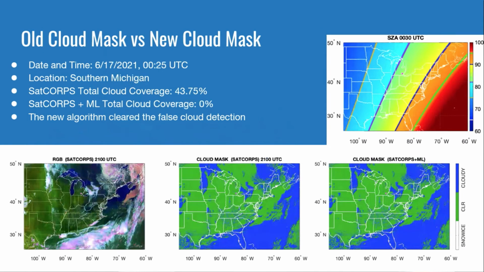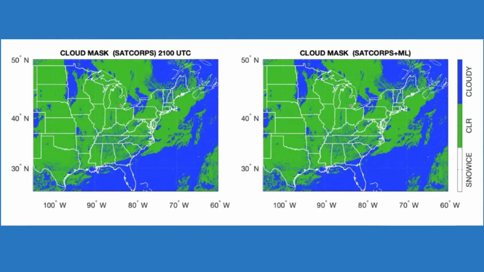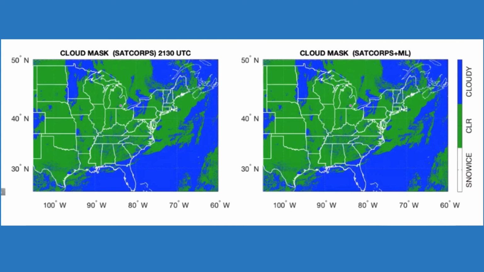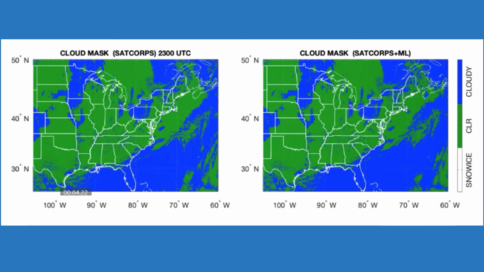So this next case we're looking at is in southern Michigan. With our old algorithm, it reported a cloud cover of 43.75%. And with the new machine learning algorithm, it cleared it up completely, and there's now 0% cloud cover. So the system is located where this pink square is, southern Michigan. And this is a sunrise case.